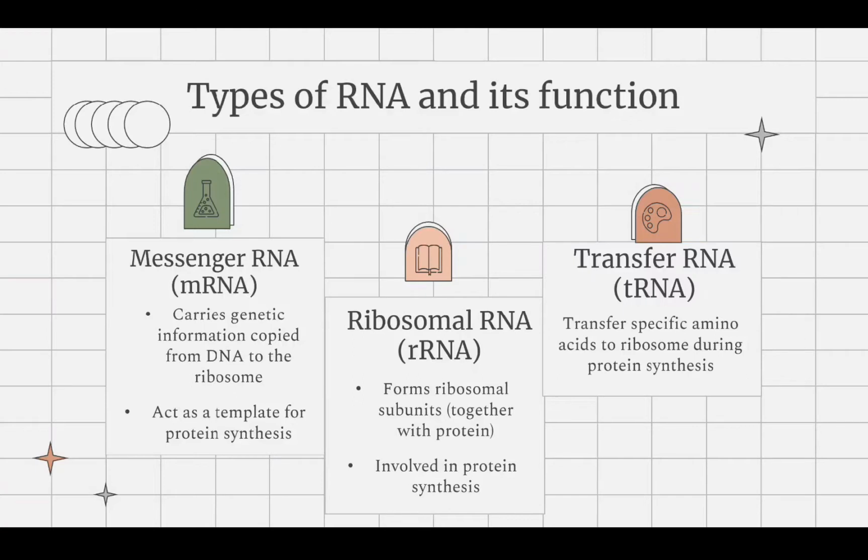Next, ribosomal RNA or rRNA. It forms ribosomal subunits together with a protein. It is also involved in protein synthesis. Transfer RNA or tRNA. It transfers specific amino acids to ribosome during protein synthesis.